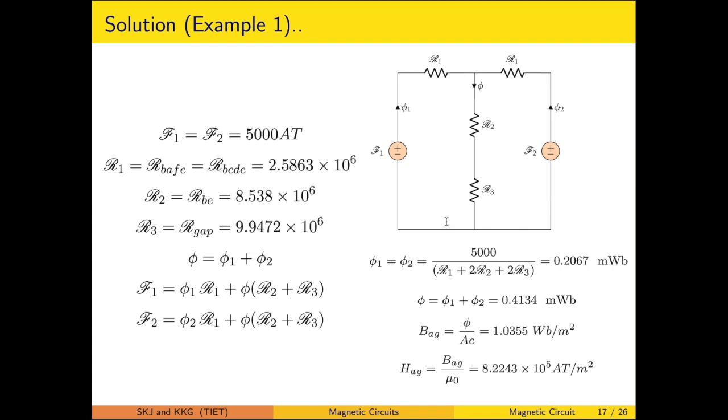Now you can easily see that the air gap reluctance comes out to be comparable or significant in comparison to the reluctance offered by the central limb portion, although the air gap was of a much smaller value.